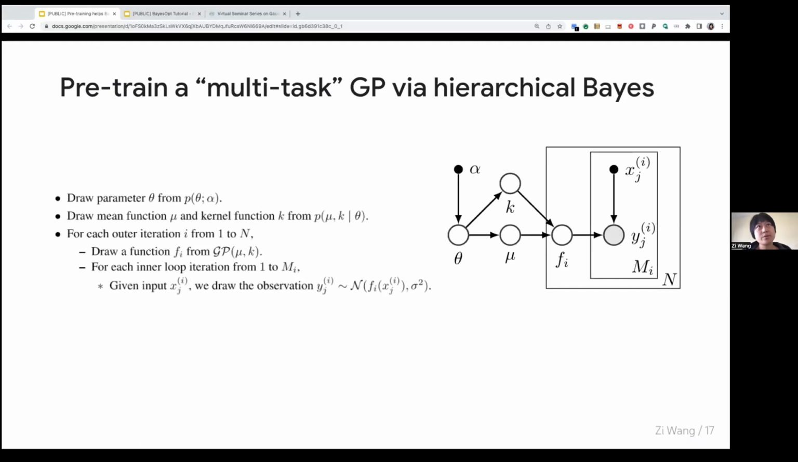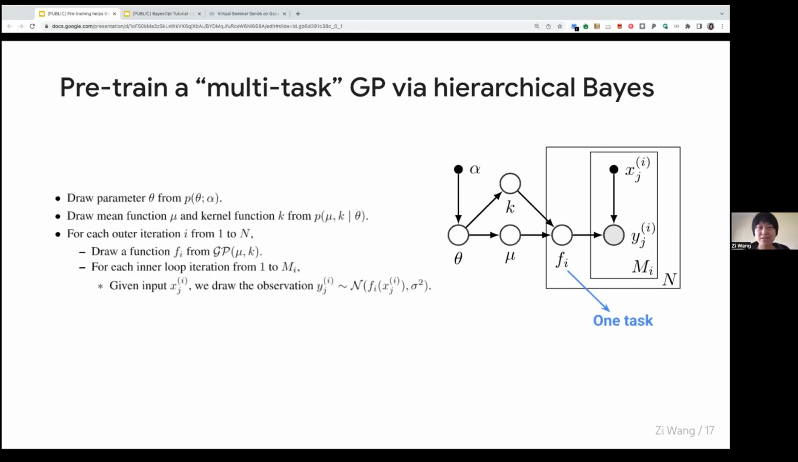Okay, so let's talk about pre-training. The way I'm currently formulating it, which is a little different from what I did about 4 years ago, is to think about it as a multitask Gaussian process, and how we try to fit it better through the lens of hierarchical Bayes. So let's look at this. Here, each of the f_i corresponds to one task, and basically each task is a function that we're interacting with.